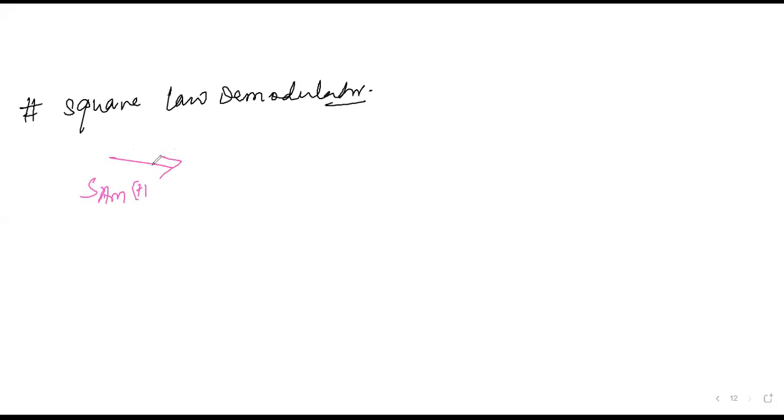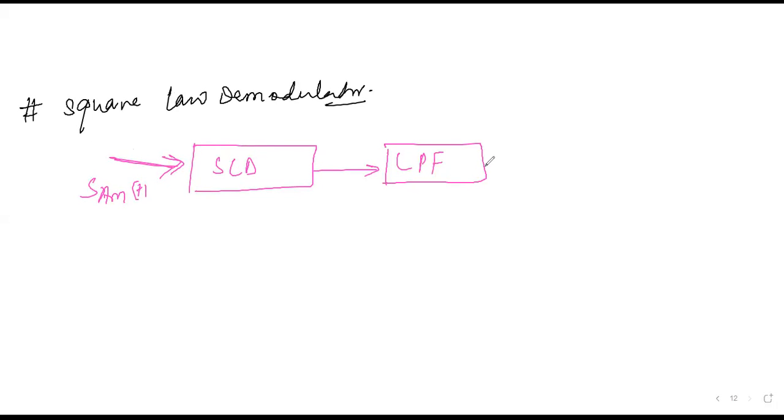So first one is your square law demodulator. Now demodulator, it means what? You have to give the input, which is an AM signal. This AM signal just passes through the square law device, and at the output side, this is your low pass filter, and you will get the m(t) message signal.